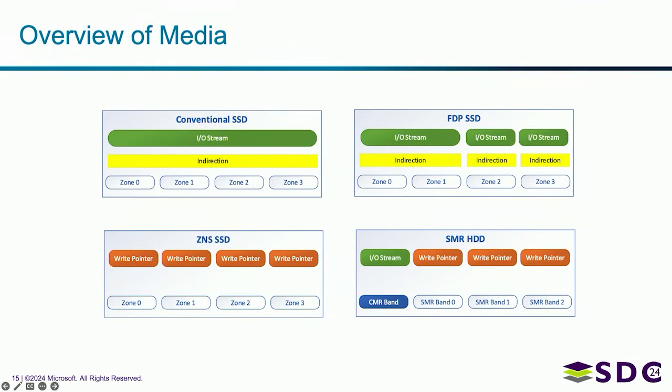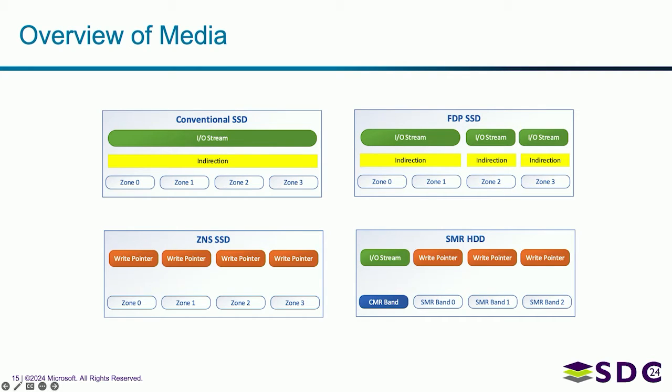Yeah, by the way, that's not new. The FDP SSDs, flexible data placement, expands on that and says, okay, I'm going to create multiple IO streams. I'm still going to have an indirection layer. I'm going to still kind of hide the zones from you and allow you to update in place and do that kind of thing. But it allows you to separate the data.